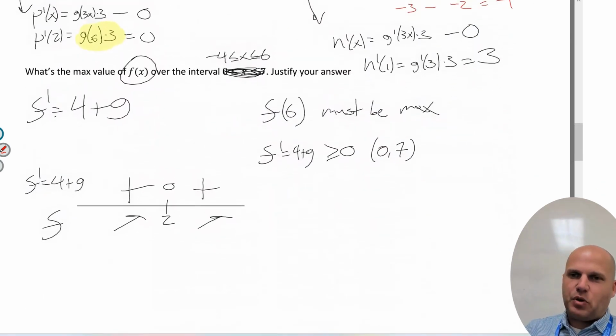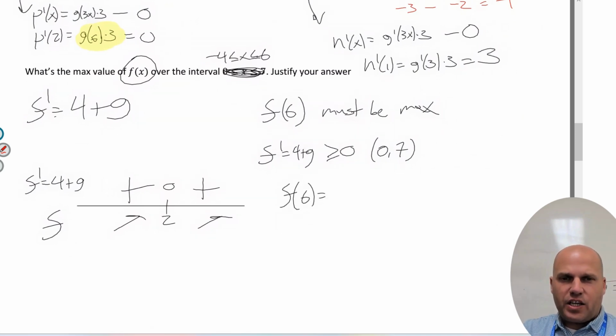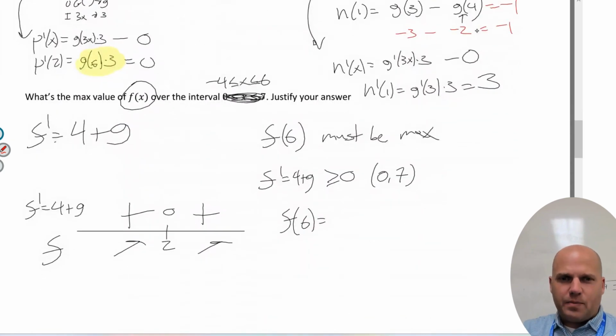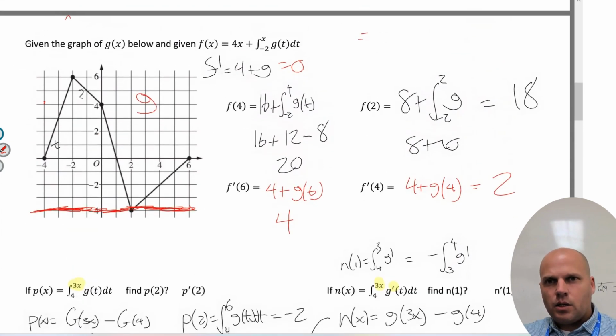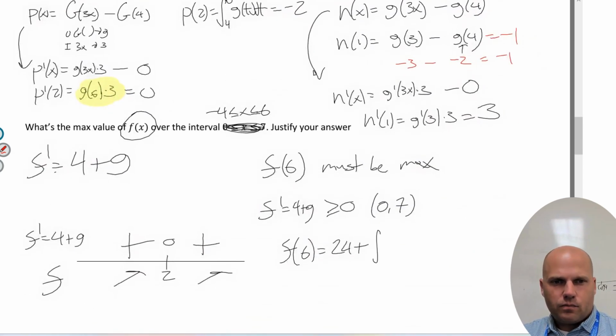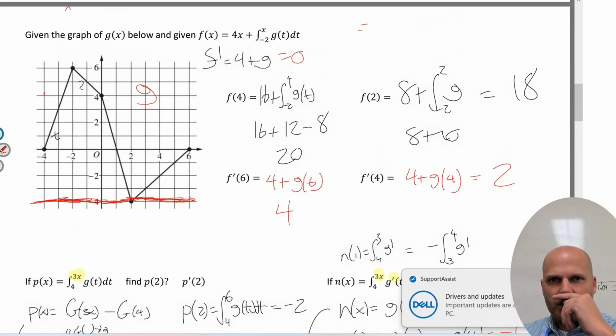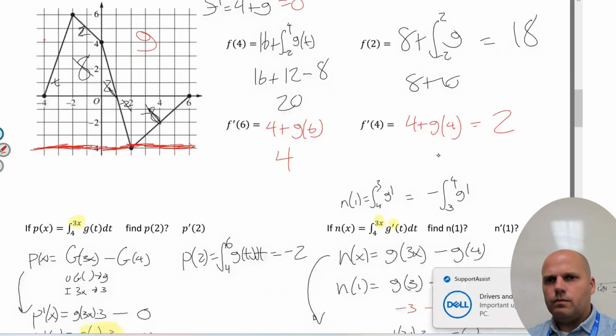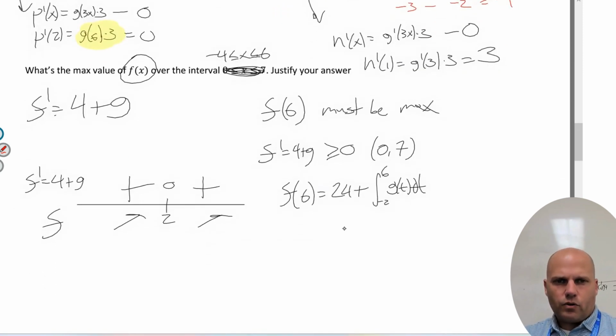Cool. f of 6 must be the max. What is the value of f of 6? f of 6 equals 4 times 6, which is 24, plus the integral from -2 to 6 of g. So not only is that helping increase, but everything else is helping things increase. So what did I say this was? This is 8, this is 2, this was 2, this was -2, this was 1, 2, 3, 4 by 4, so this is -8. So these cancel. These cancel. It really is just 2. That's 26.